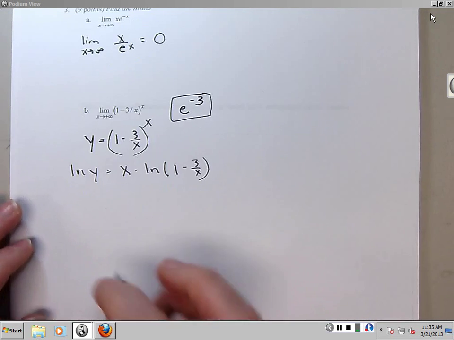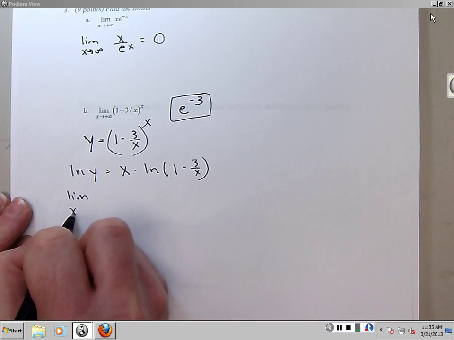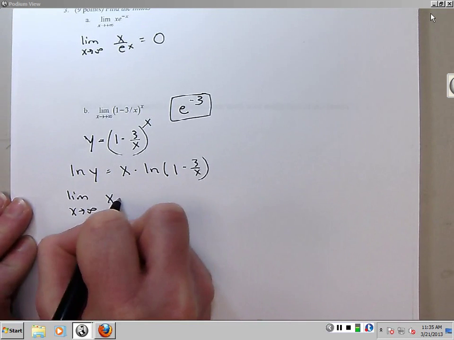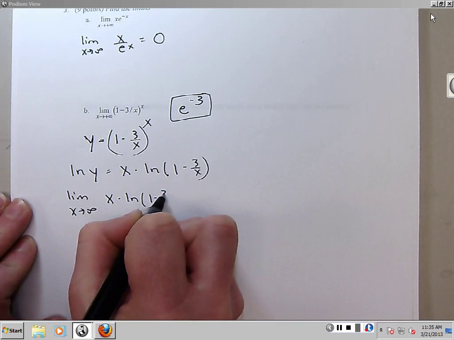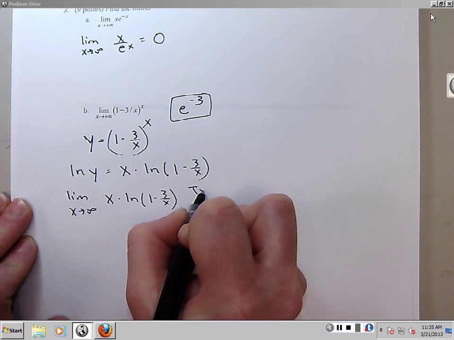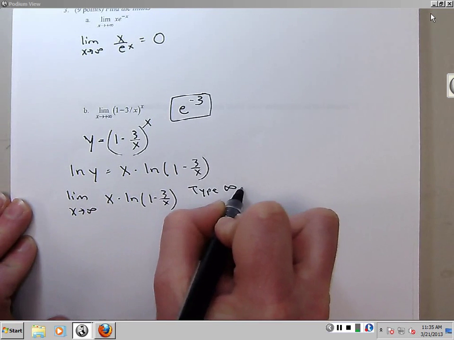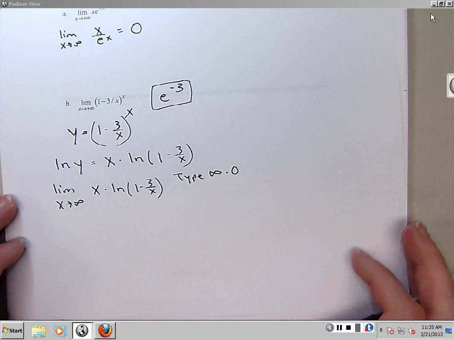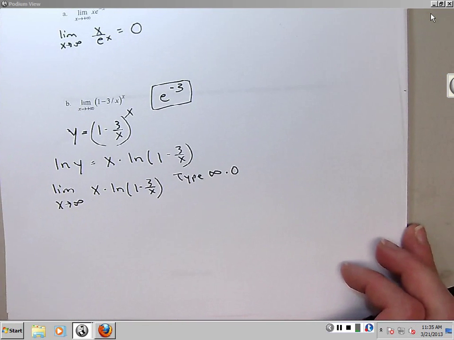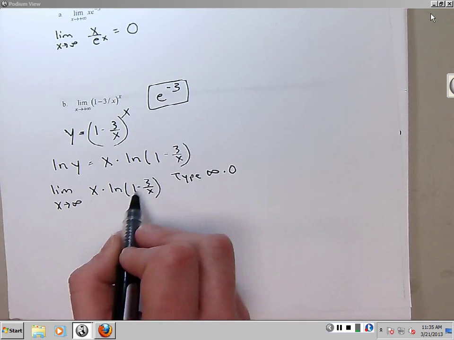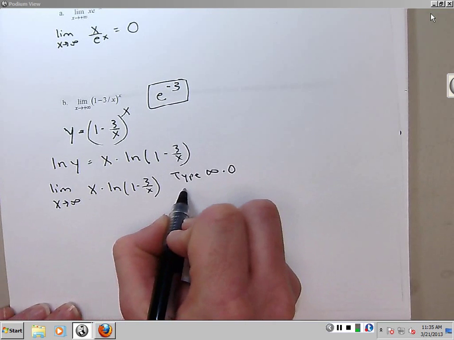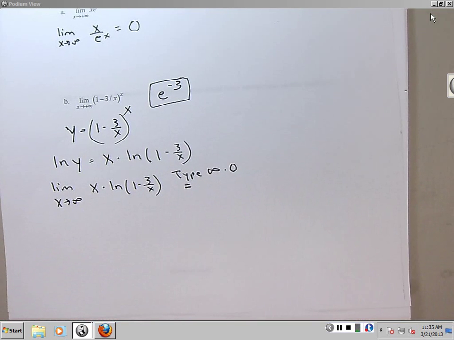Very good. So I'm taking the limit as x goes to infinity of x times ln of 1 minus 3 over x. This is type infinity times 0, right? Because this is going to 1 as x goes to infinity, and ln of 1 is 0. So I need to manipulate this to be in 0 over 0 or infinity over infinity.